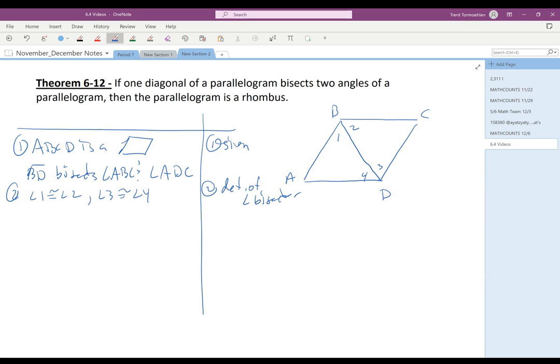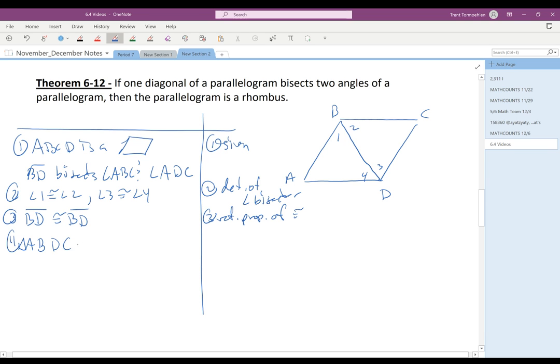Now, the other thing that we know, and to do this, there are a couple of different ways you can do it. Actually, probably the easiest way is to go ahead and show that BD is congruent to BD by the reflexive property, which gives us enough to show that triangle ABD is congruent to triangle CBD, because we know that this angle is congruent to this angle and this angle is congruent to this angle, right? So ABD is going to be congruent to CBD.